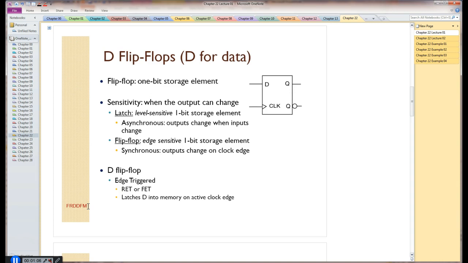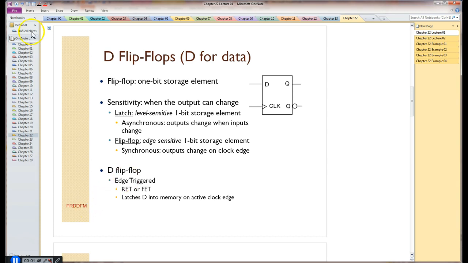So our basic memory element was a D flip-flop. It's a 1-bit storage element. It was similar to a latch, but the latch was considered level sensitive, as opposed to a flip-flop, which was edge sensitive. So latches are considered asynchronous circuits because the outputs can change anytime the inputs change, whereas flip-flops are considered synchronous circuits because, generally speaking, changes in the outputs are synchronized with the clock edge.